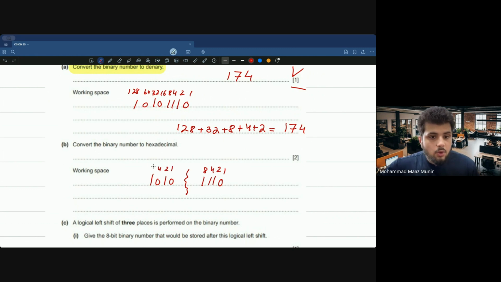1, 2, 4, 8. Now what's this? 8 plus 2 is 10. And then what's up here? 8 plus 4, 12. 12 plus 2, 14.